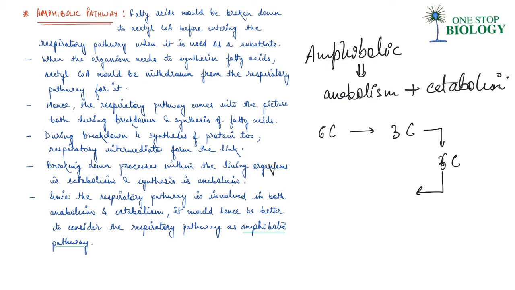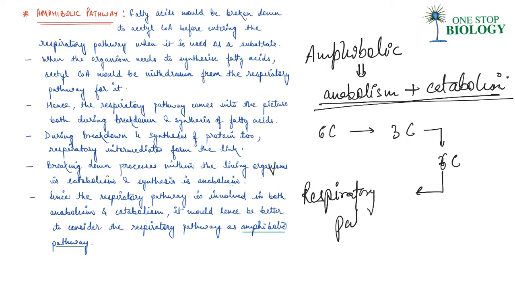This happens with proteins as well, guys. So we break down proteins and we synthesize proteins if required. So basically, in all of these processes, there is breakdown of something and then synthesis if required as well. And these are the two processes, breakdown and synthesis, which are catabolism and anabolism. And that is why we consider the respiratory pathway as an amphibolic pathway.